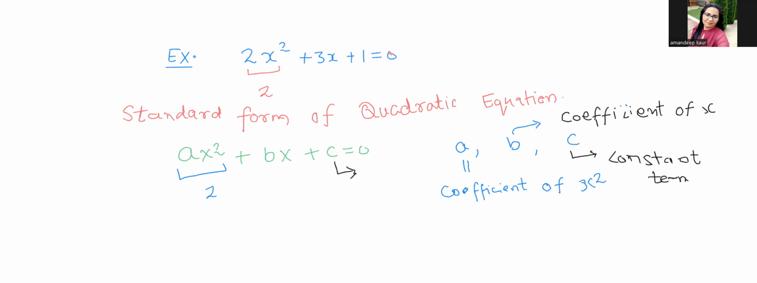Now, I always put one condition here. Since this is a quadratic equation, a can't be 0. If it is 0, the equation will not be a quadratic equation. This is the one condition, and all these constants are real numbers.